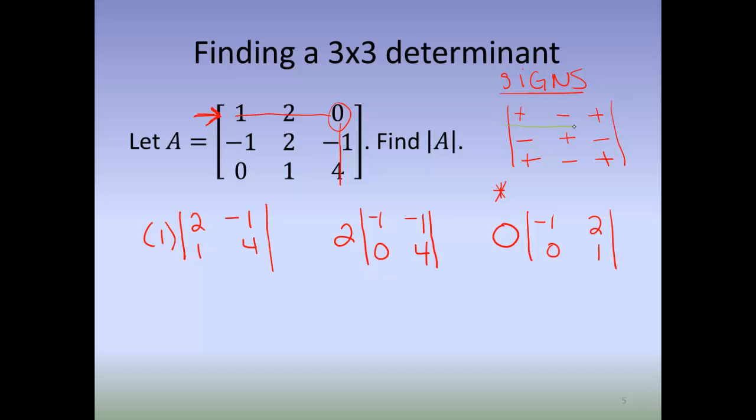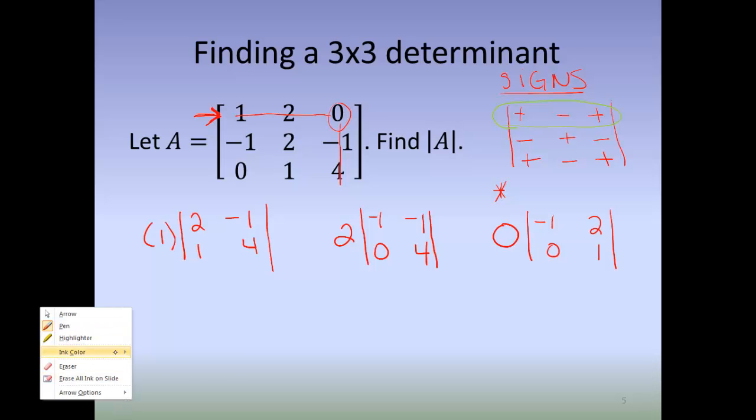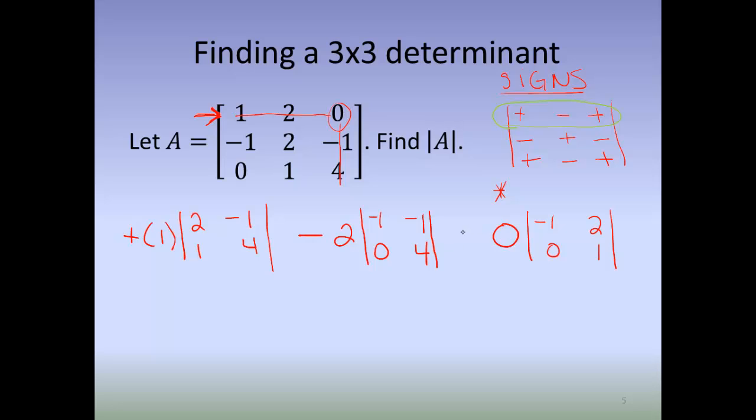Since we were in the top row, that's where I did the expansion by, I am going to use the signs positive, negative, positive to match this top row that I chose. Okay, so that's the setup for these. We'll do one again in a little bit.